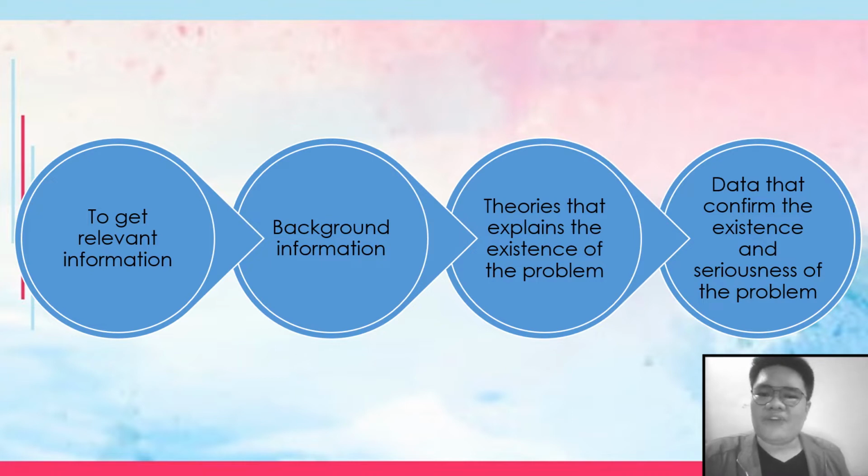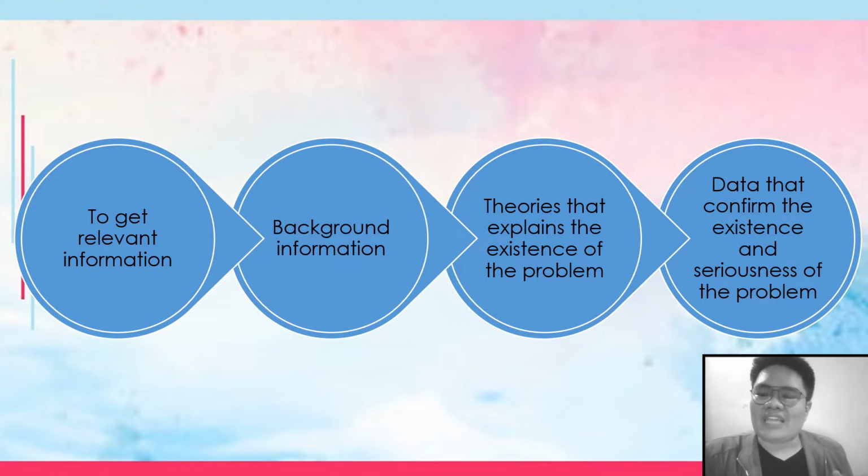Third, to find theories that explain the existence of the problem. Along your review of related literature, you will notice that there are studies which are anchored to a specific theory, or which are grounded on a specific theory. While you are doing this search of literature, take note of those theories because you might be able to use them during your conceptual and theoretical literature review.